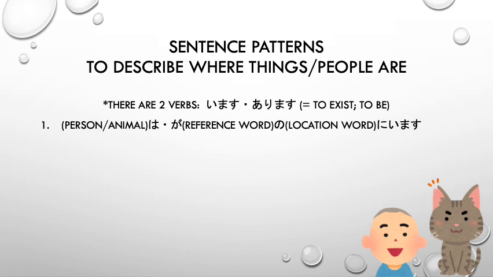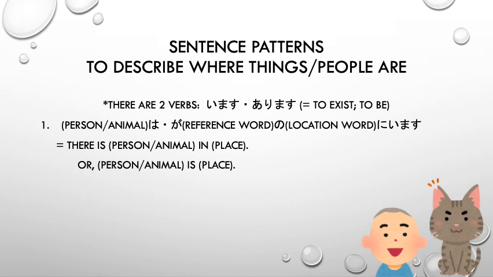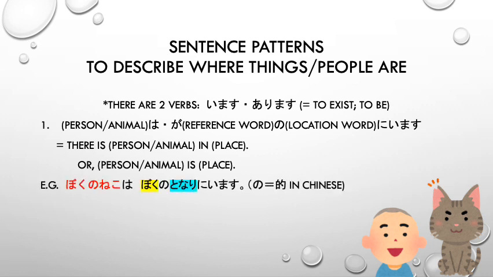This is a sentence pattern. Person or animal は or が reference word の location word にいます。So in English, this is the meaning. There is person or animal in a certain place, or person or animal is at a certain place. Example is 僕の猫は僕の隣にいます。Just like the picture shown.